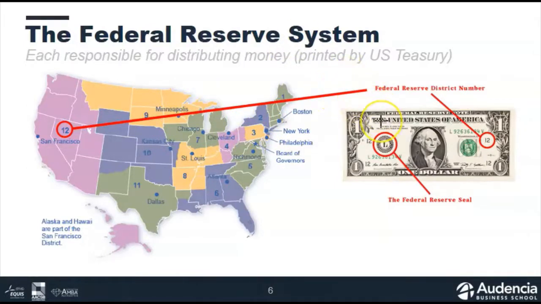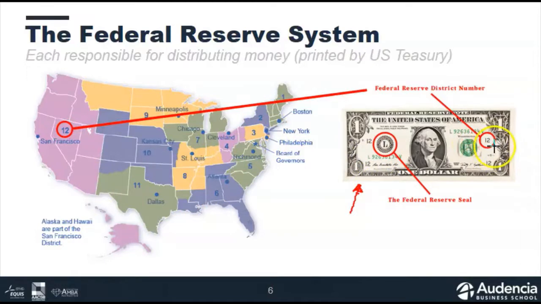And these regional banks, there's 12 of them. You see them all here. We have number 12, 11, 10, 9, 8, 7, 6, 1 is over here. Now, if you've ever looked at a $1 bill, you can actually see that this bill has been distributed by one of these regional banks, and their job is to help manage the amount of money that's in circulation.